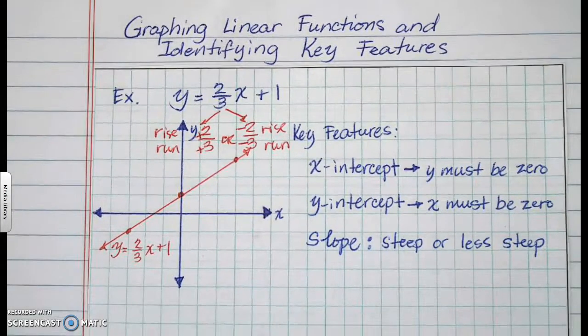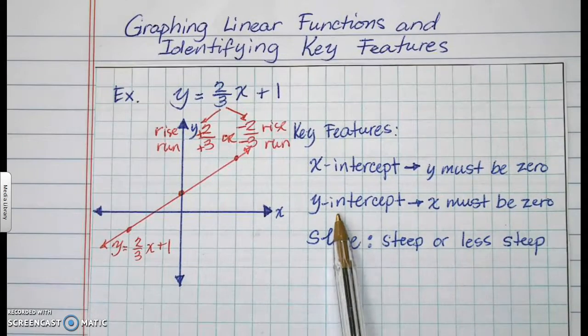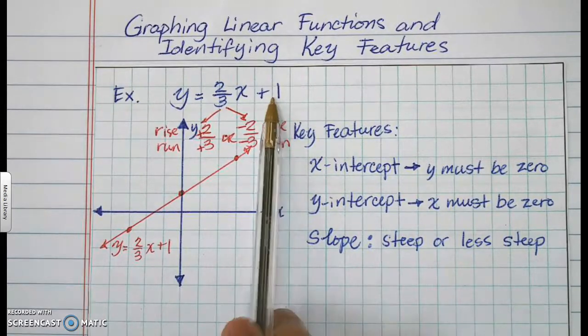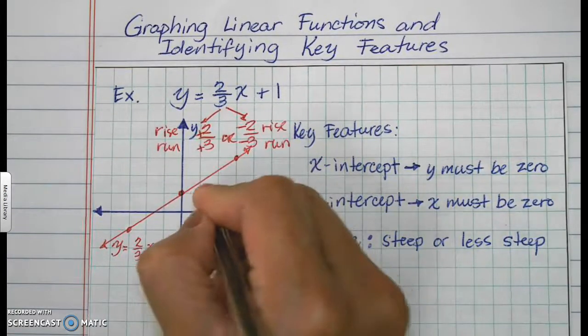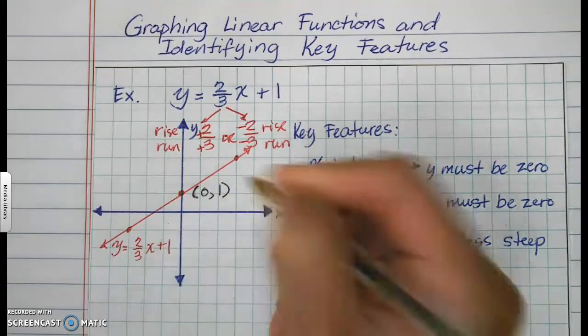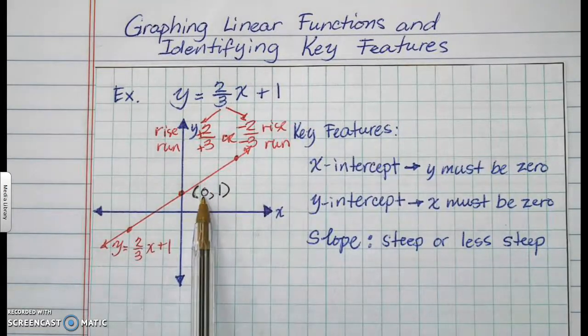Okay, now let us start identifying our key features. I want to start with my y-intercept because it's so easy to spot. It's that. The y-intercept is 1. However, there's another way to name it, which is by ordered pair, (0, 1). And just to emphasize, the value of x is 0 on the y-intercept.